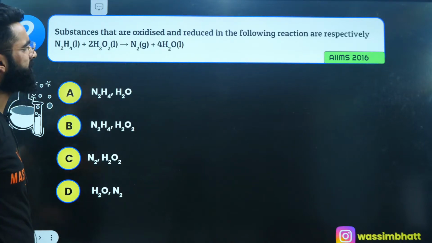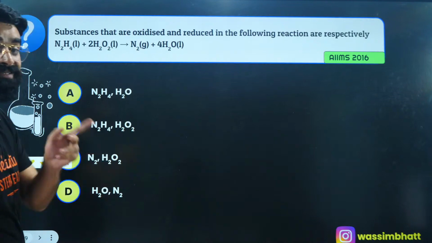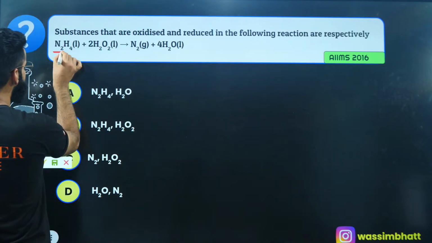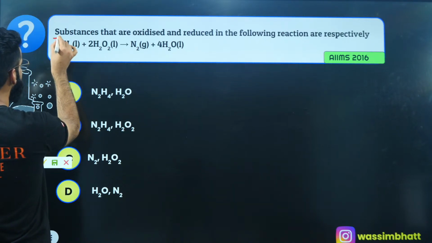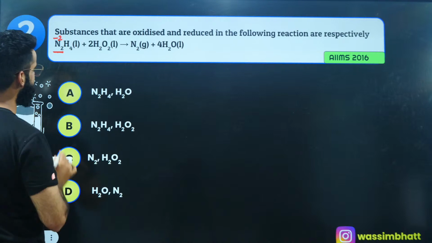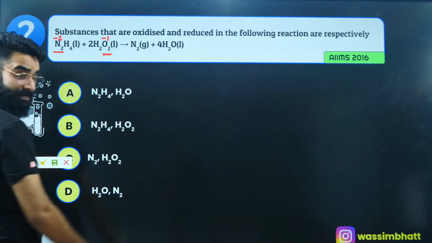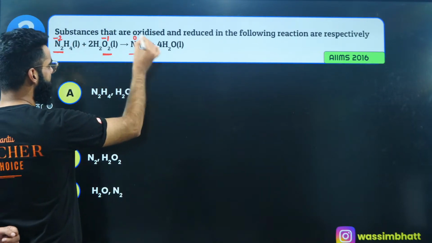Moving on to one more. The question was asked in AIIMS 2016. Substances that are oxidized and reduced in the following reaction are respectively. Check it out. Nitrogen's oxidation state, let's calculate it. It's going to be 2x plus 4 is equal to 0. So the X value will come out to be -2. So -2 is the oxidation state of nitrogen over here. Oxidation state of oxygen, -1. Hydrogen peroxide. In hydrogen peroxide, oxygen shows -1 oxidation state. Nitrogen does not have any charge over here.